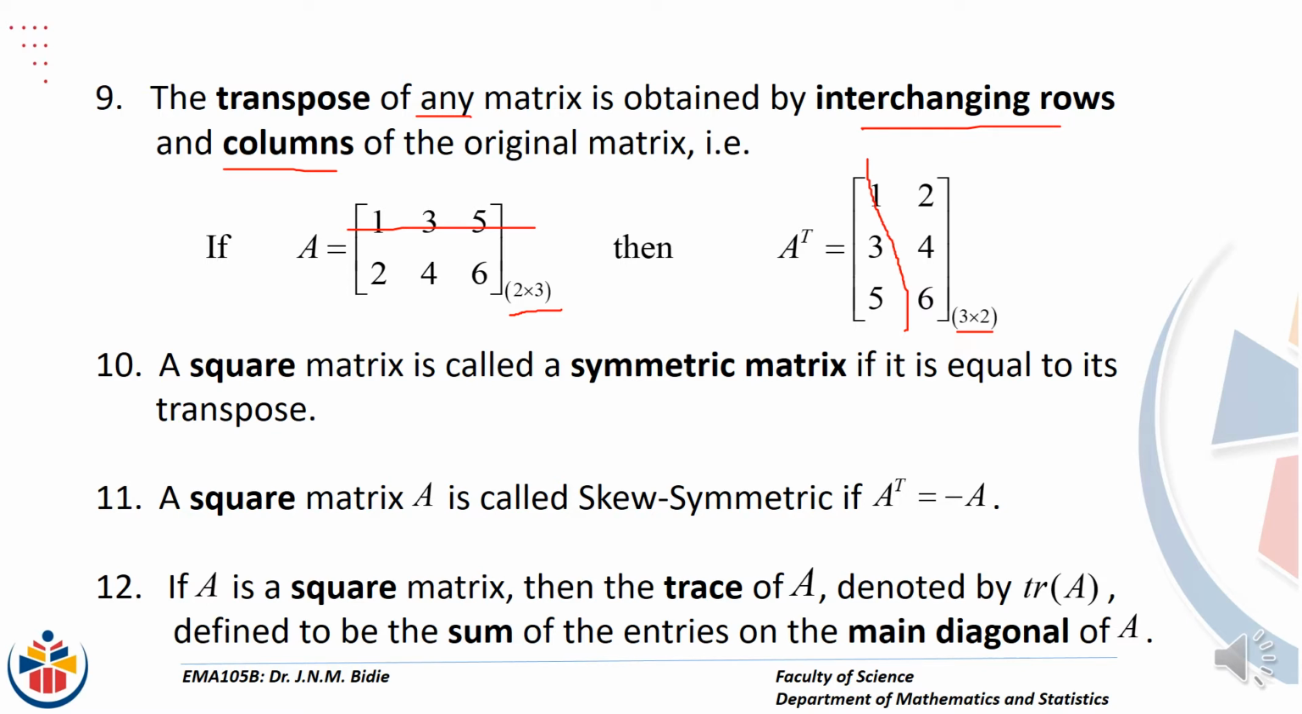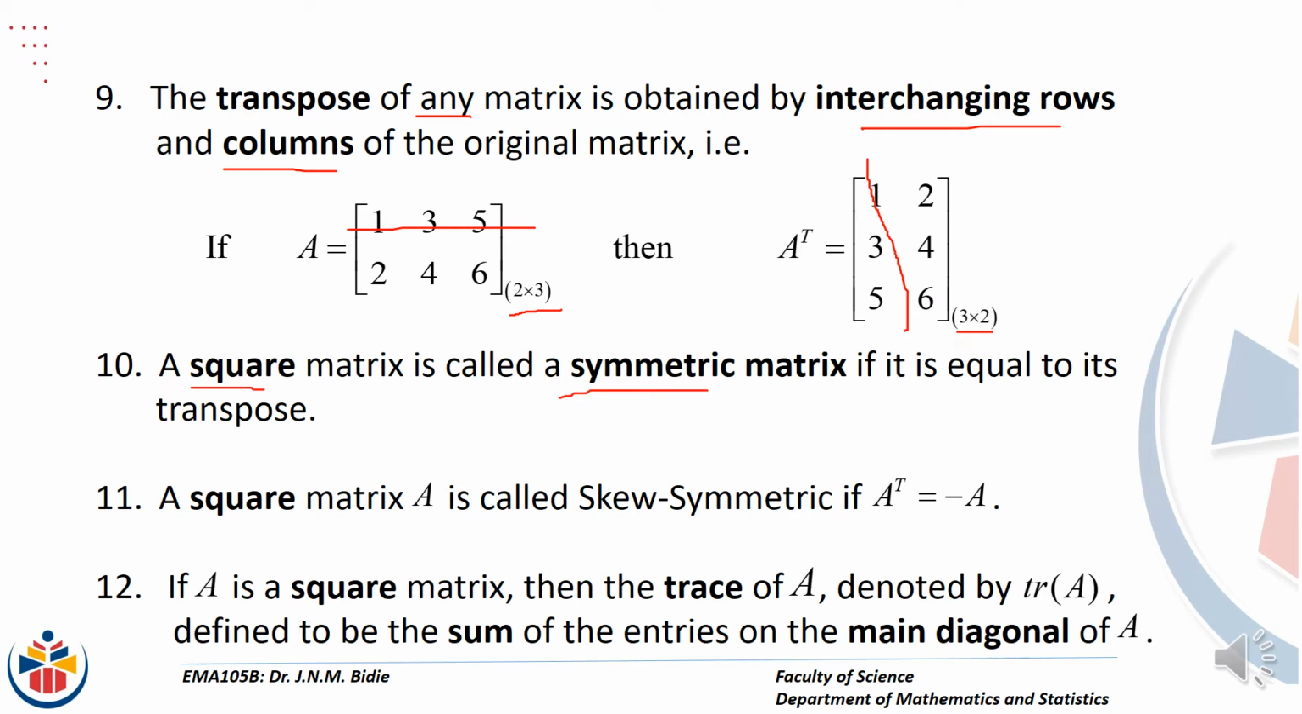We now are on definition 10, a square matrix. Note again, it must be square. We say it is symmetric if it is equal to its transpose. So if we've got A, after transposing it, you discover that A and A transpose are exactly equal, then we say that matrix is symmetric.